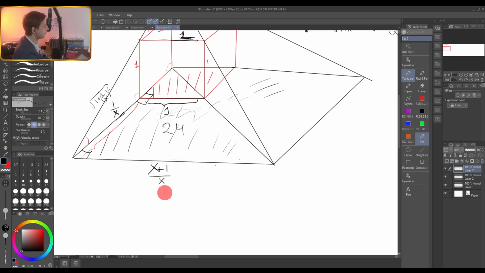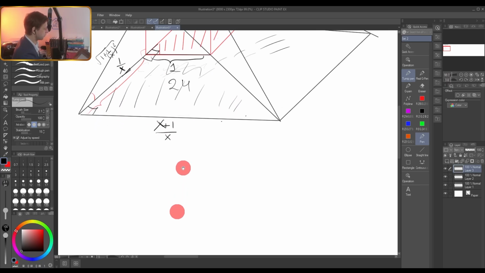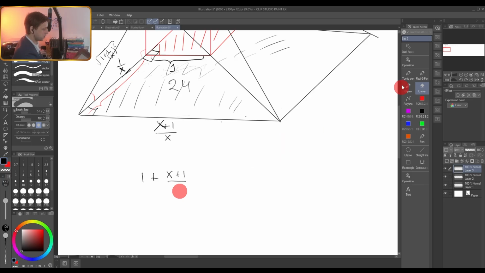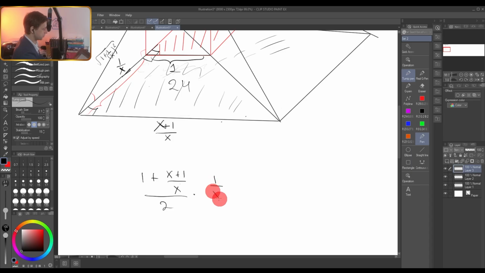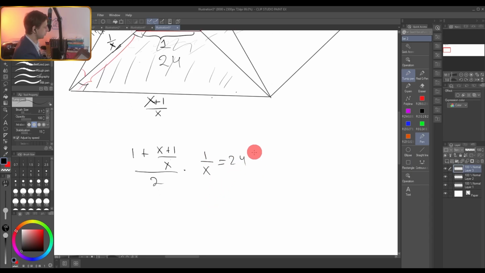Great. So finally, we are ready to write the final equation. The area of this trapezium is 24. So the half sum of the bases is 1 plus x plus 1 over x. I'm sorry, x plus 1 over x. All of that divided by 2 times the height, 1 over x, equals 24. Let's solve this equation and we will try to find x.